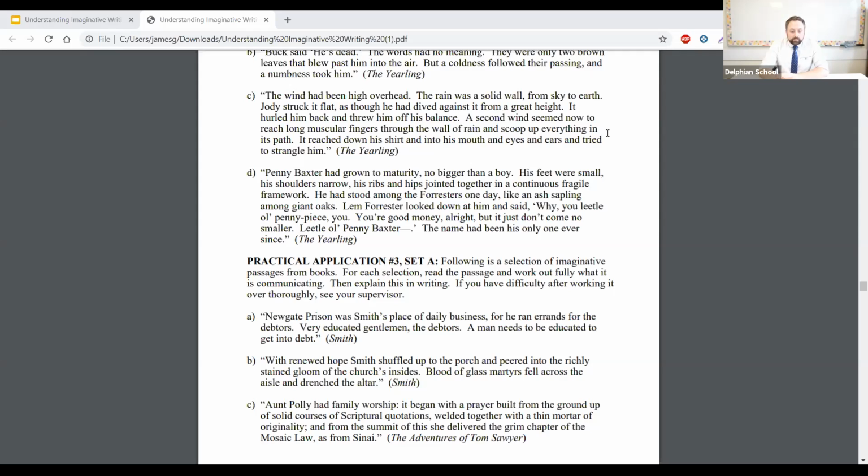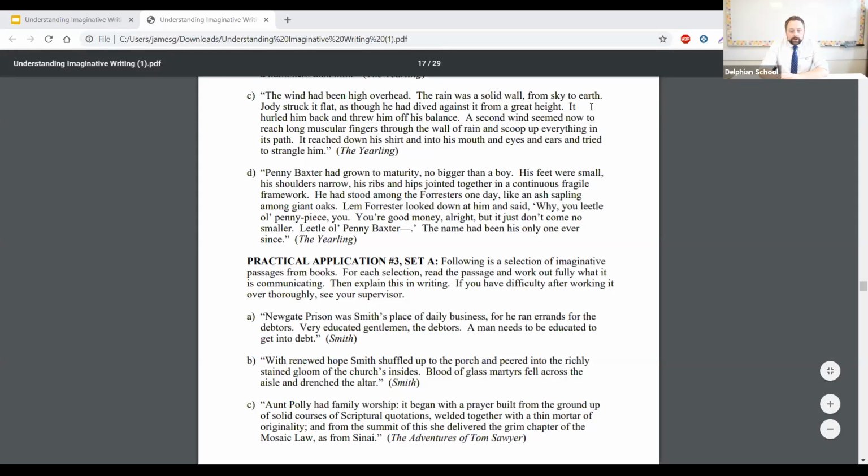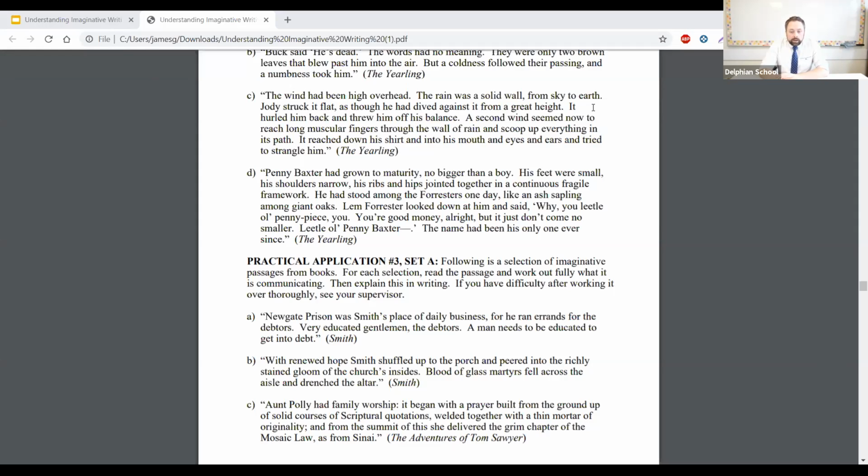A second wind, here we go. It hurled him back and threw him off his balance. A second wind seemed now to reach long muscular fingers through the wall of rain and scoop up everything in its path. It reached down his shirt and into his mouth and eyes and ears and tried to strangle him. Wow, a lot happened there in that paragraph.